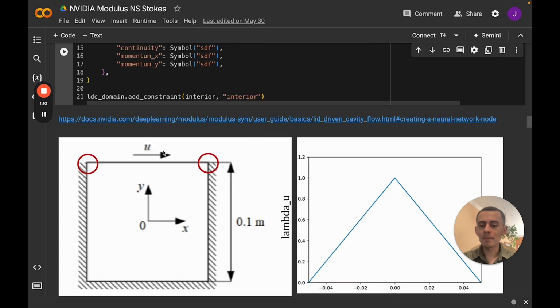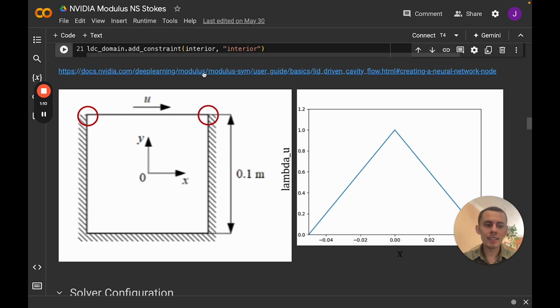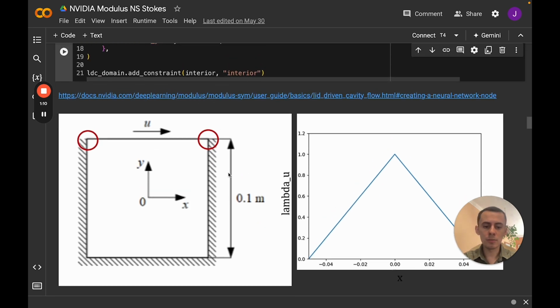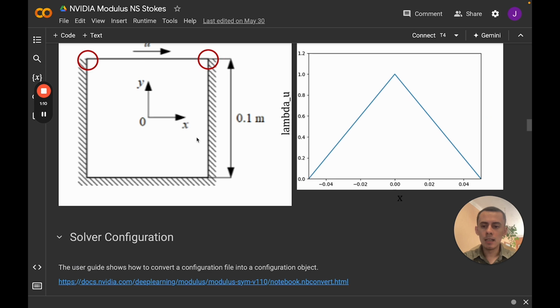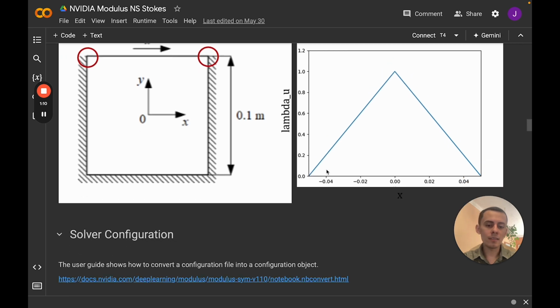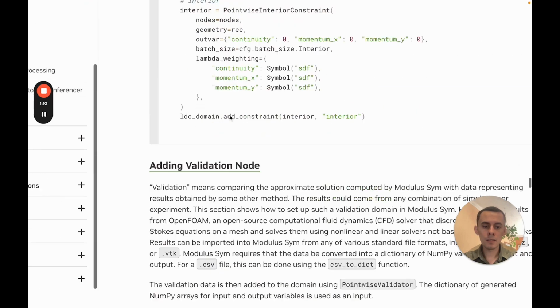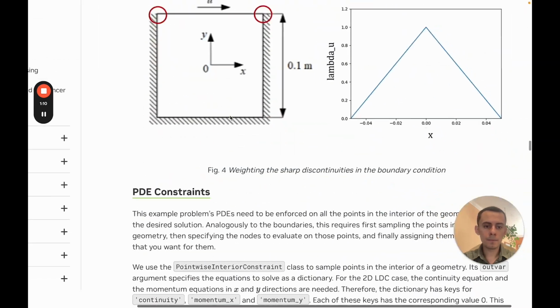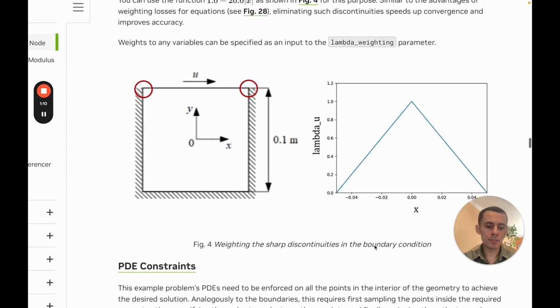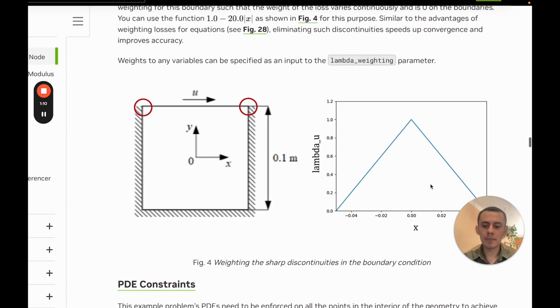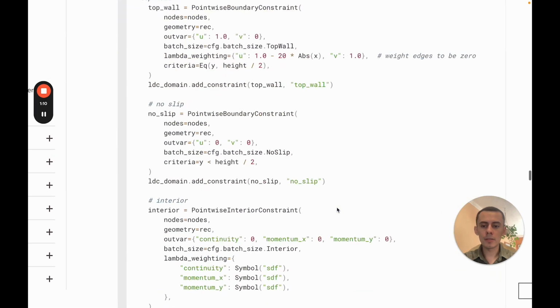So we keep going. I have here these links, you're going to be able to access this. And this is the domain we have defined. And this is a picture, I think, of the spatial loss weighting, if I'm not mistaken. Yeah, weighting the sharp discontinuities in the boundary condition. That's what it's all about.